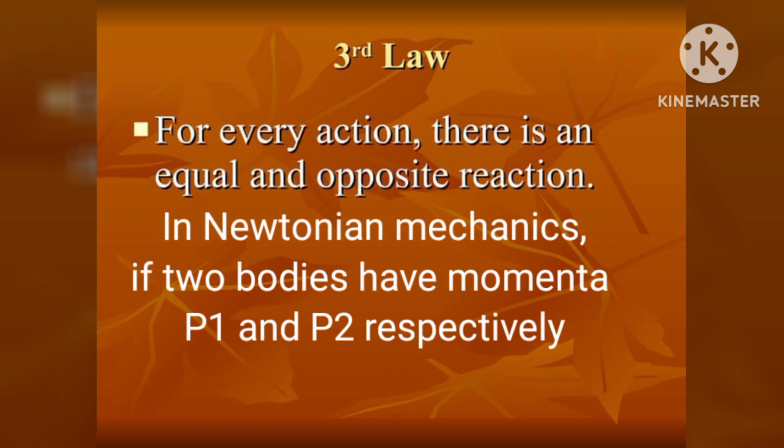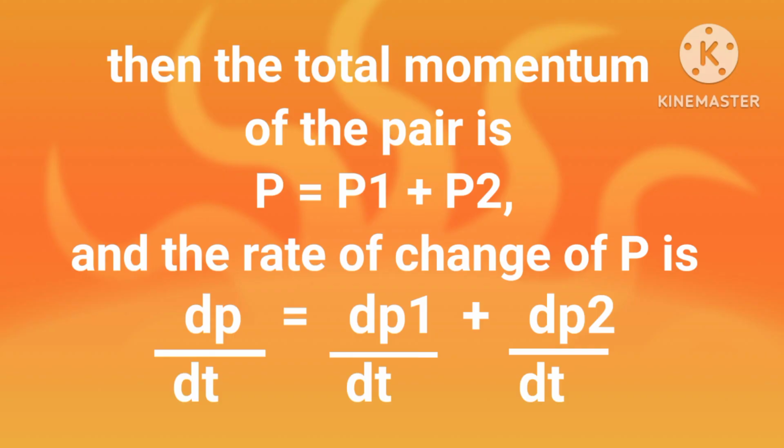That is, in Newtonian mechanics, if two bodies have momentum P1 and P2, then the total momentum of the pair becomes P is equal to P1 plus P2. And for the rate of change of momentum, we can write that dp by dt is equal to dp1 by dt plus dp2 by dt. From this equation, we can calculate the momentum of the pair of the two bodies.